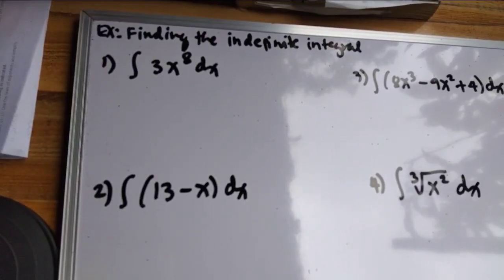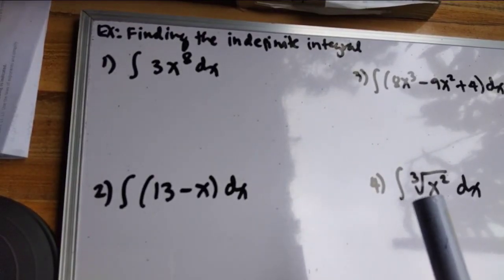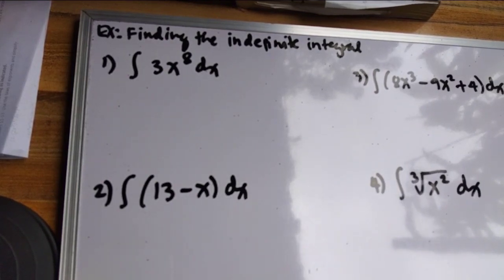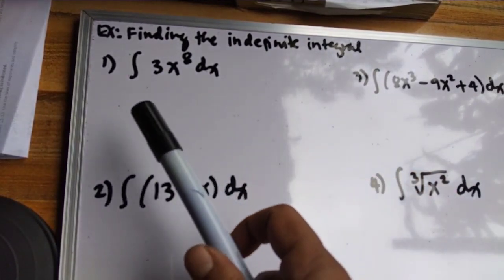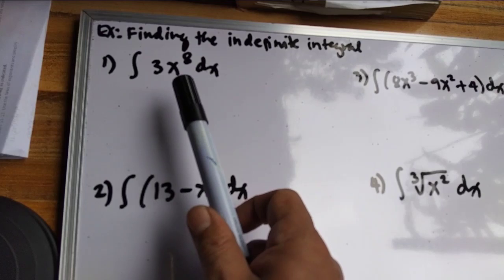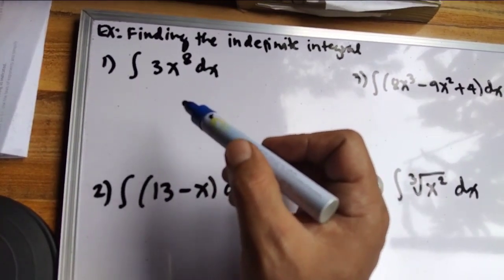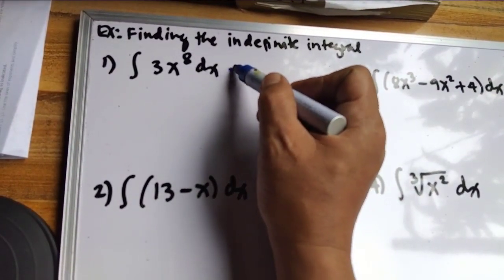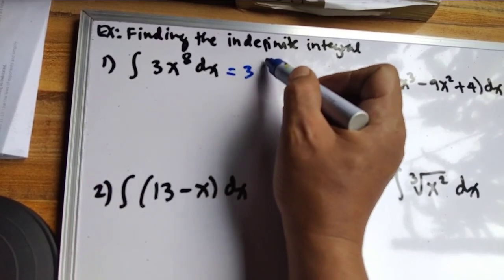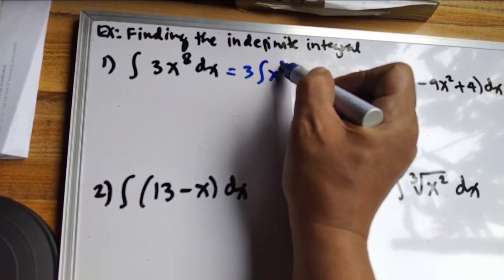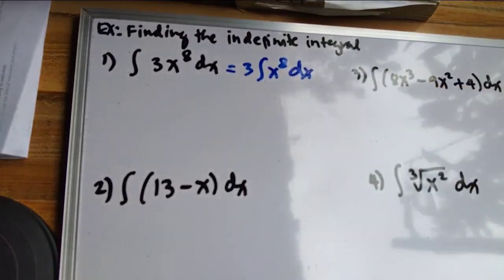Okay, so let us apply the formula to these examples. Example number 1: find the integral of 3x to the power of 8 dx. By applying the basic formulas in our notes, first we need to remove the 3. So this is just equivalent to 3 times the integral of x to the 8 dx.